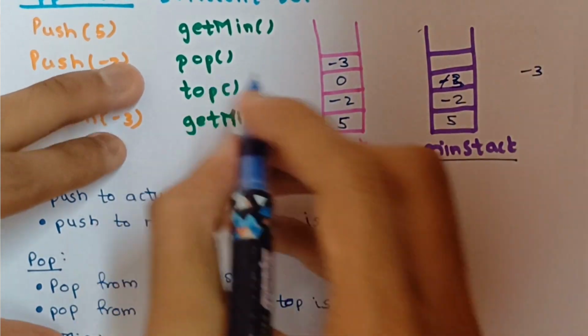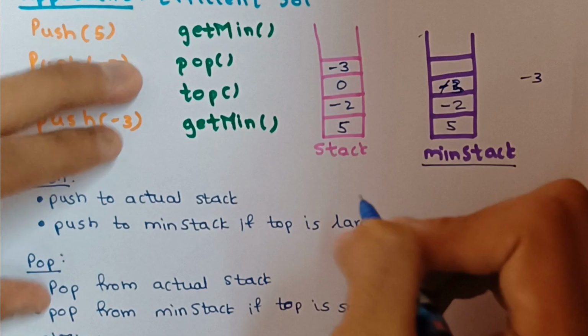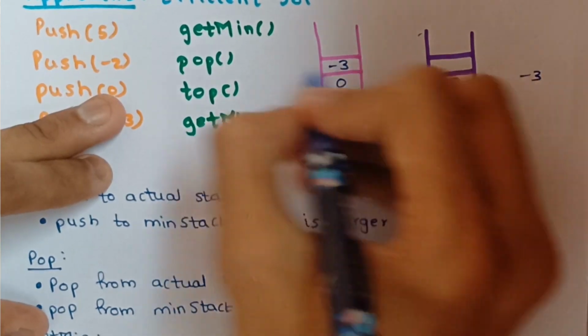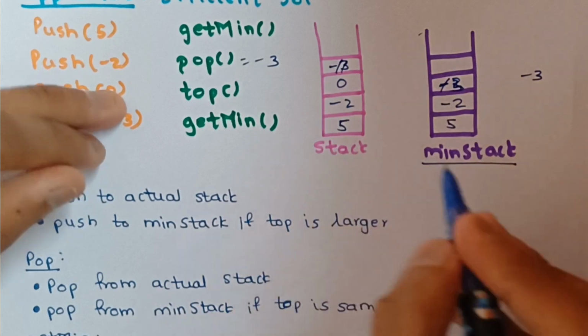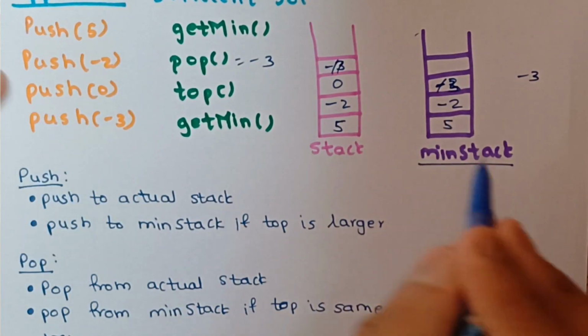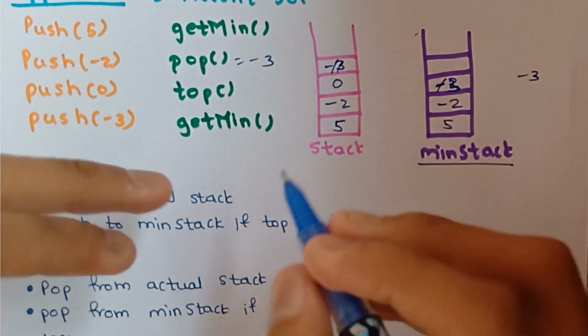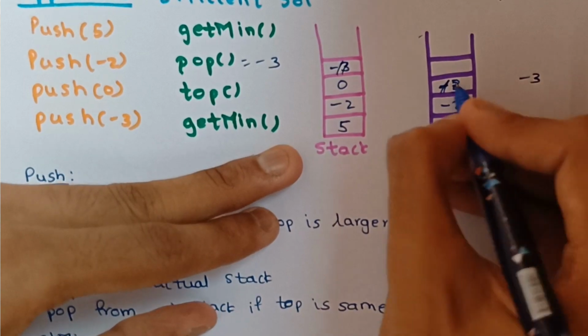Now we have to pop. We are popping from the actual stack. -3 is popped out. Now we will compare here: the peak element of the minimum stack and the popped element are equal, then we have to pop from both stacks. So -3 is also popped.